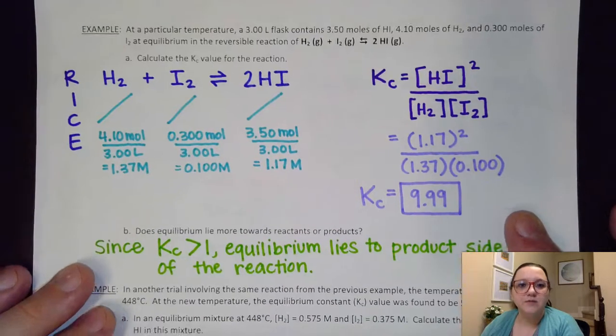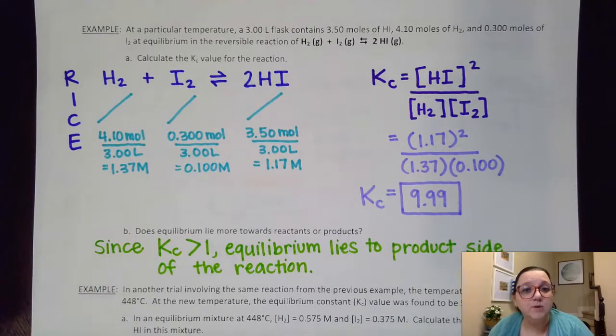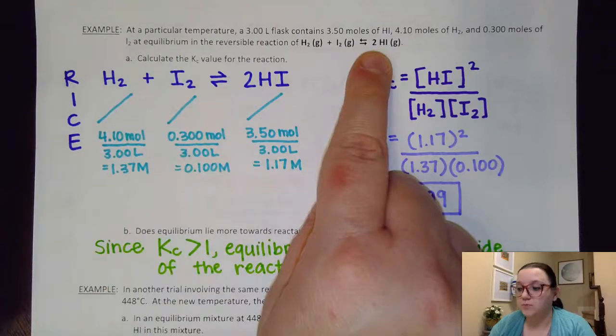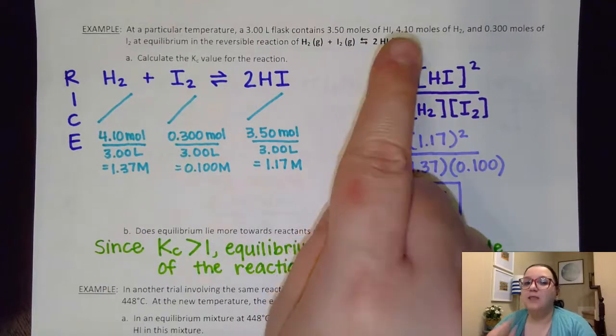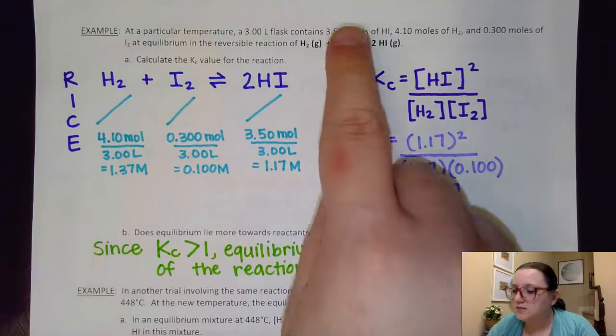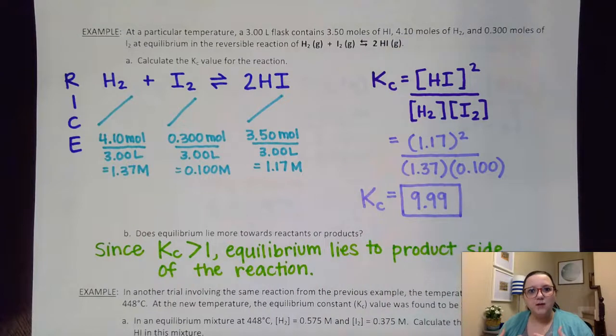So to start off with this first one, it said, hey, at a particular temperature, I have a 3-liter flask that contains 3.5 moles of HI, 4.10 moles of H2, and 0.3 moles of I2 at equilibrium using this reversible reaction here. Now, that key word there of at equilibrium tells us that these are what we have at the end of the process once those rates have equaled out. So we don't have to worry about having initial stuff that we're trying to shift around in order to get to that end. We are already at that equilibrium state.